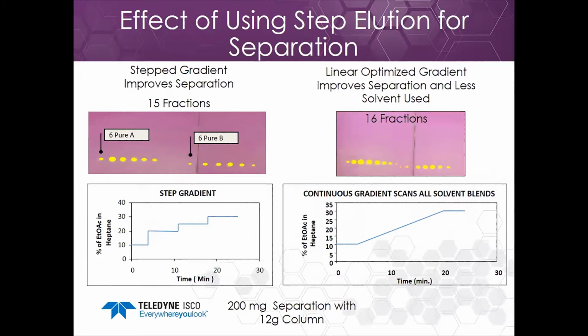If we take that a step further and do a focused linear gradient from 10% to 30% over 15 minutes, we're able to get 16 fractions separated, with 7 pure A and 7 pure B, and we're actually using less solvent over this time, and we've improved our separation. So there's less of a gap between the elution of A and B: once A is completely off, B starts almost immediately with the linear gradient.